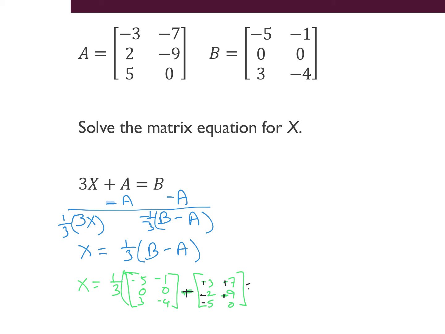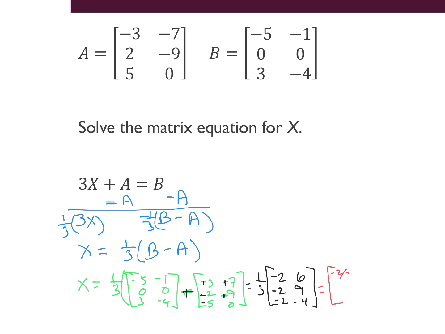And then when we simplify, -5 plus 3 is -2. -1 plus 7 is 6. 0 plus -2 is -2. 0 plus 9 is 9. 3 minus 5 is -2. And -4 plus 0 is -4. All that's left for us to do is distribute the 1/3 through that matrix.